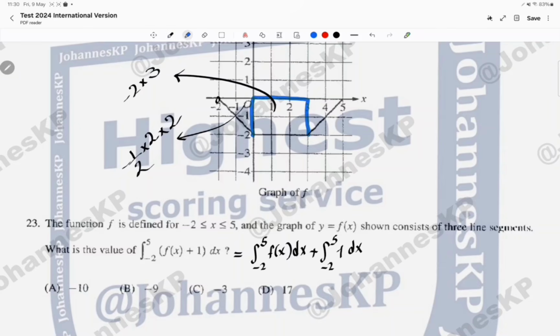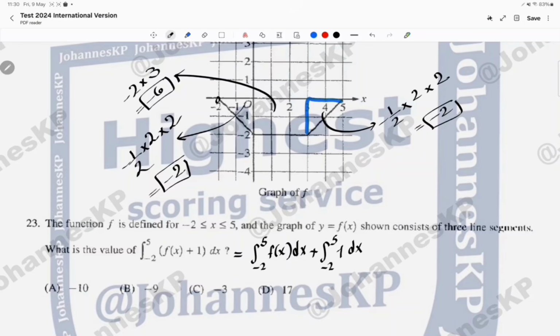Now let's take care of this triangle here. Under the x-axis, negative half times base times height. This becomes negative 2, this becomes negative 6, this becomes negative 2. Add them all and you get negative 10. So negative 10 plus, what's the integral of 1? What's the integral of any number? Just put x on the number. So 1 times x is x.